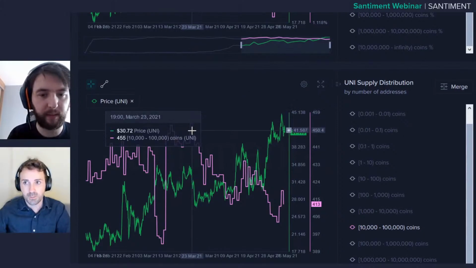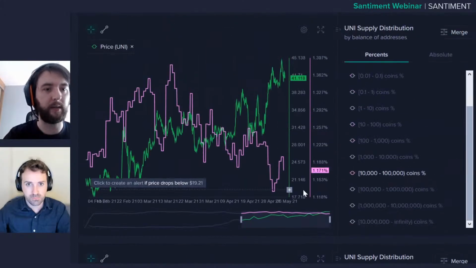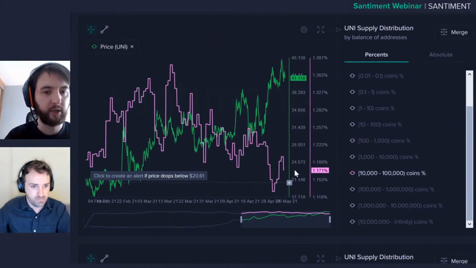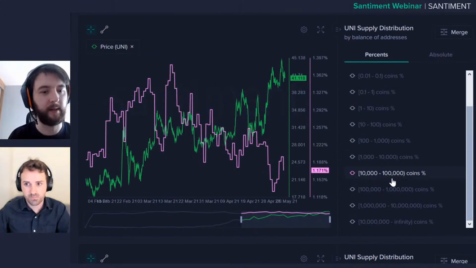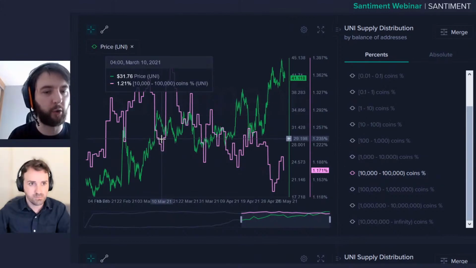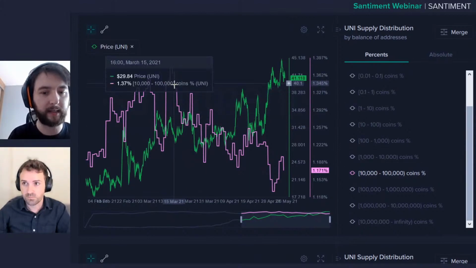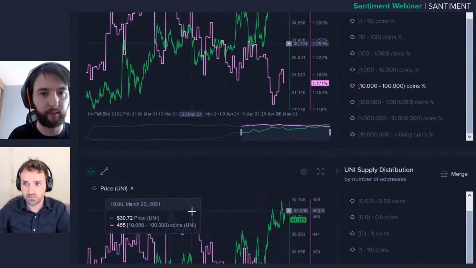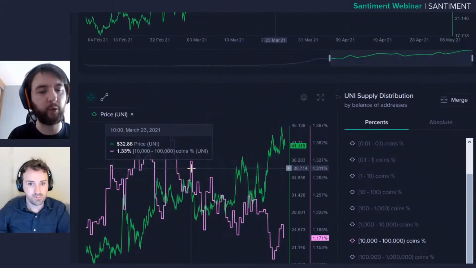What does that mean? So for example, here we see 455 addresses that are holding between 10,000 and 100,000 Uni coins, right? On the other hand, the supply distribution by balance of addresses shows the total amount of Uni that is being held by these addresses. Currently we're looking at the percentage of total supply held by addresses holding between 10,000 and 100,000 Uni. And we can see that at this point in time, where there were about 455 addresses holding this amount of Uni coins, they held around 1.3% of Uni's total supply.